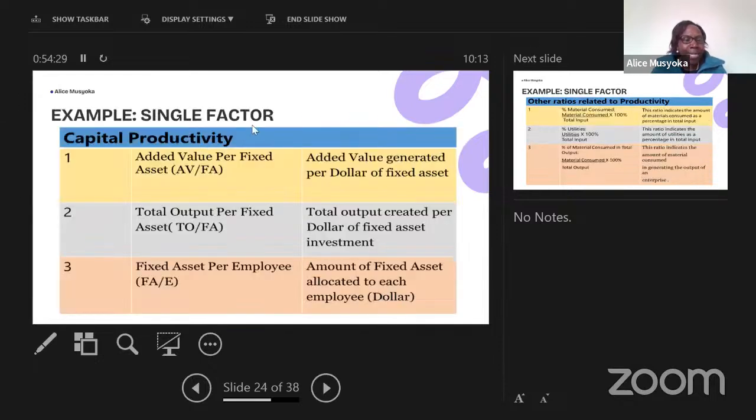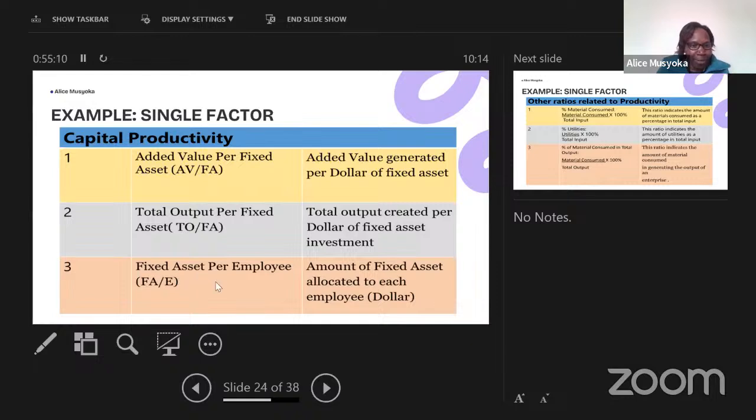Now, another single factor when we are calculating capital productivity alone as a single factor, we are looking at added value per fixed asset, which will give us added value generated per dollar, but in our case, we talk about Kenya shillings of fixed asset. Secondly, we can look at total outputs per fixed asset. And this will give us total output created per Kenya shilling of fixed asset investment.